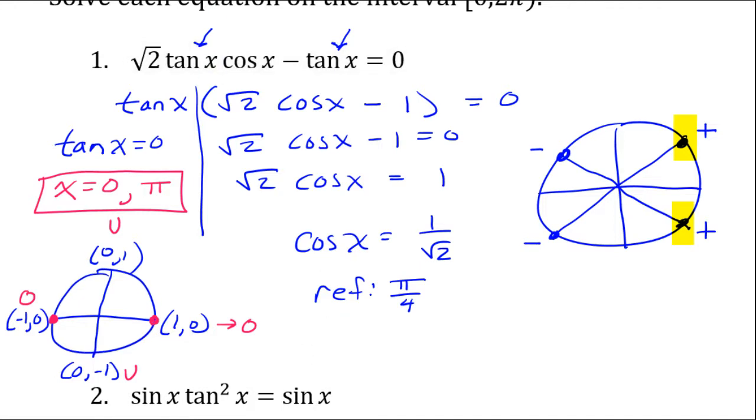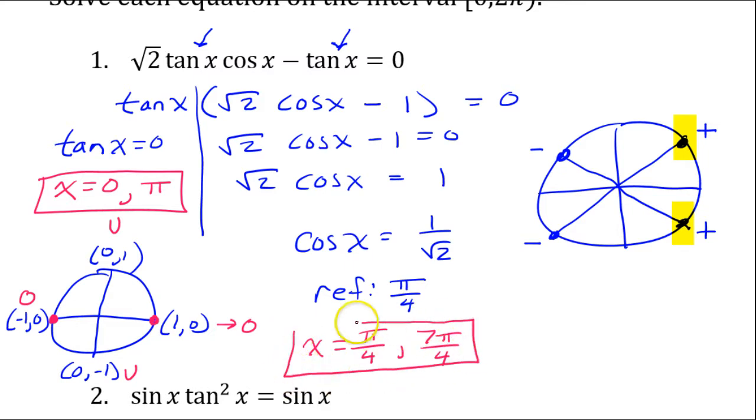So my two additional solutions then are x equals pi over 4, but this one is 7 pi over 4. So altogether we have 4 solutions to problem number 1.